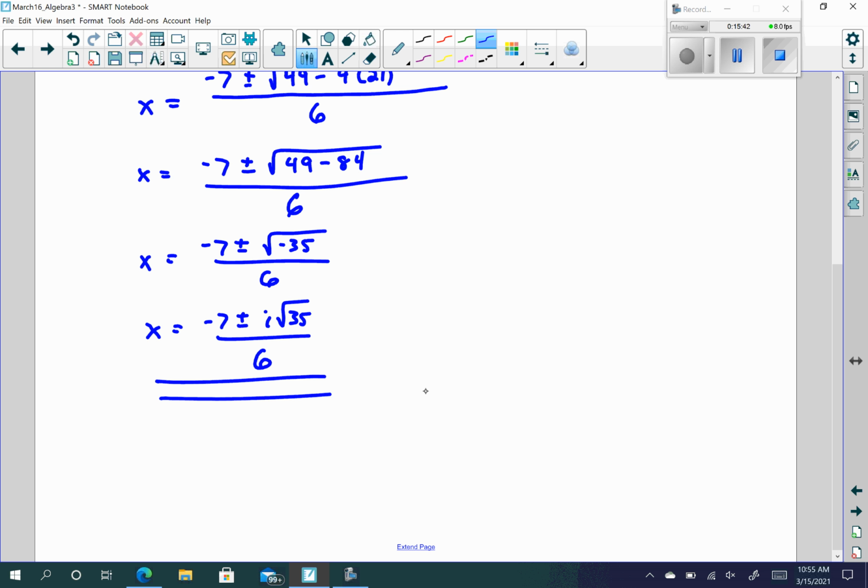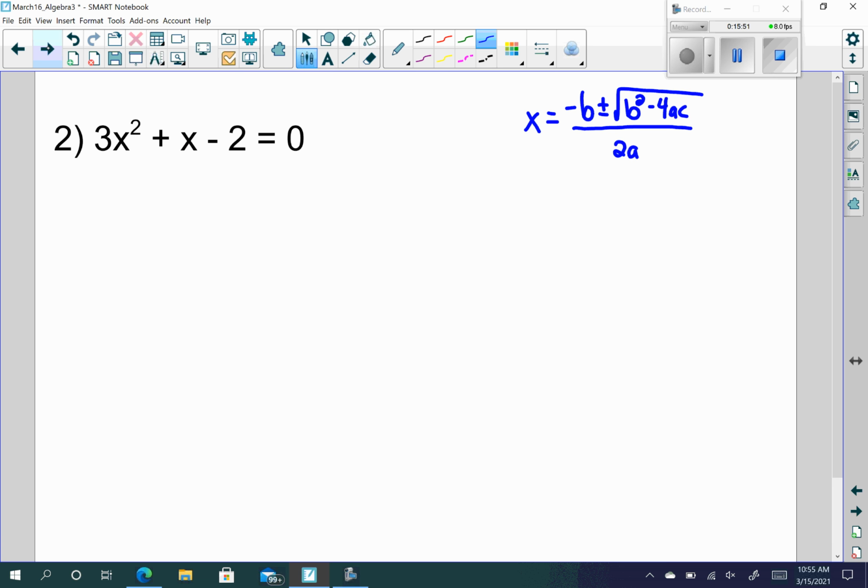All right, so let's just try one more. Actually, I have 2 more examples, rather. Again, I have the quadratic formula written off to the side here. 3x squared plus x minus 2 is equal to 0. So that means a is 3, b is 1, and c is negative 2.